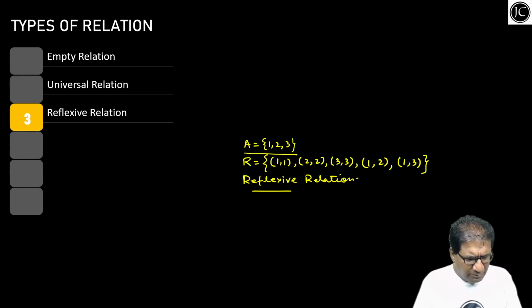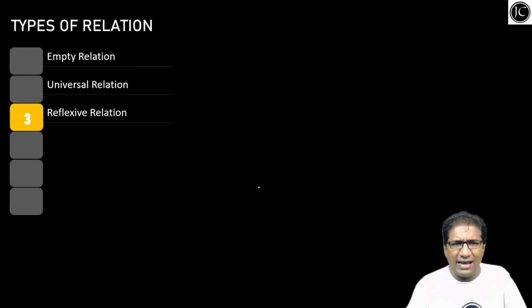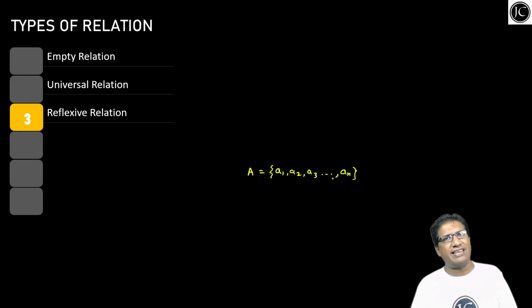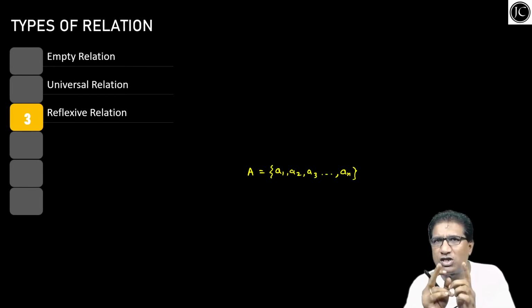Okay, let us do one thing. Let A be a set which has, let us say, A1, A2, A3, and so on. Let us say there are n elements in that set. Now, a relation is defined on that set. My question is this: how many reflexive relations are possible?